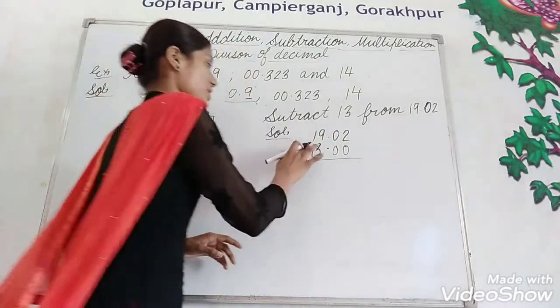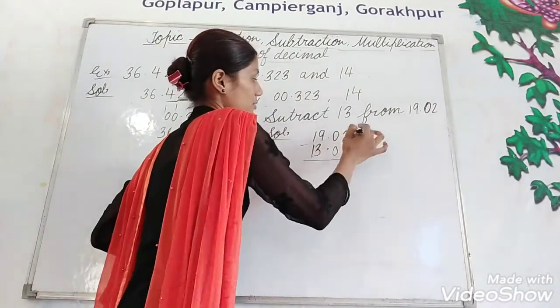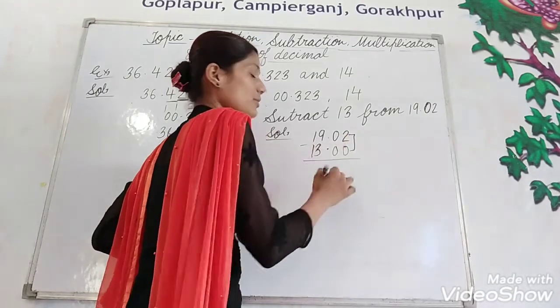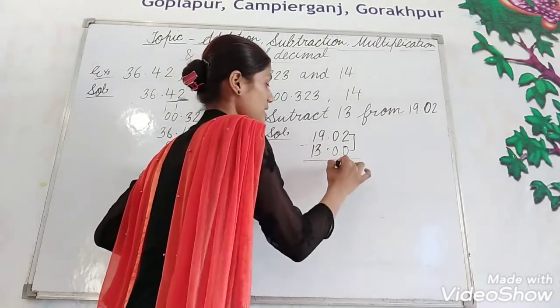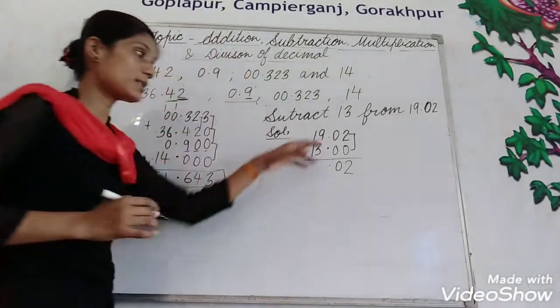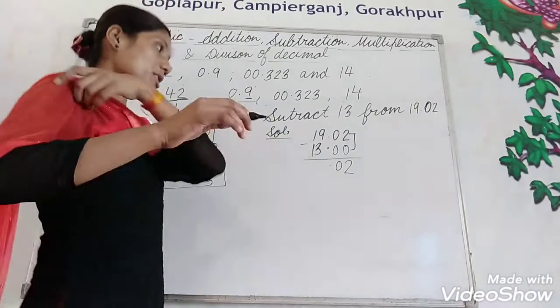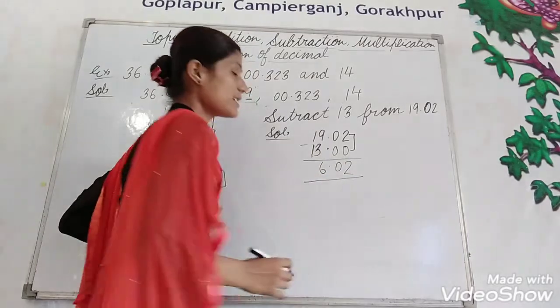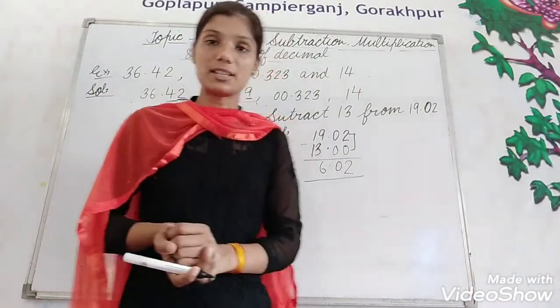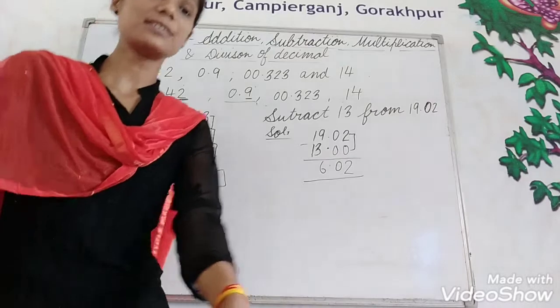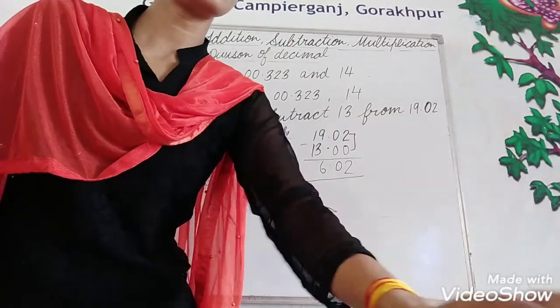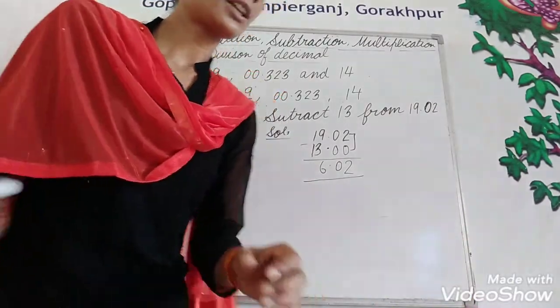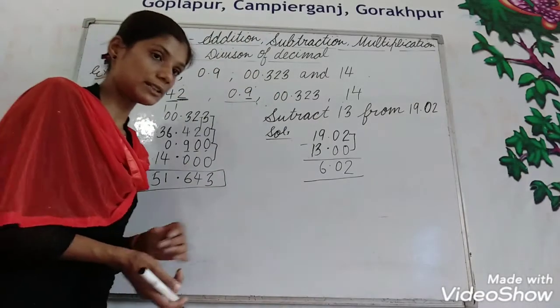So we start the subtraction. 2 minus 0 is 2. 0 minus 0 is 0. In the place of the point, we put the point. After that, 9 minus 3 is 6. So your answer is 6.02. Now it is clear how to find subtraction of a decimal number. Let me explain with another example.